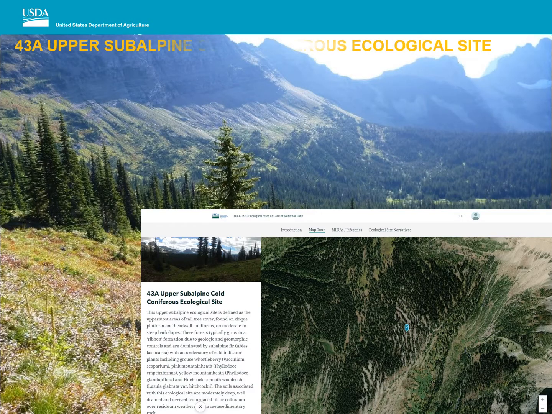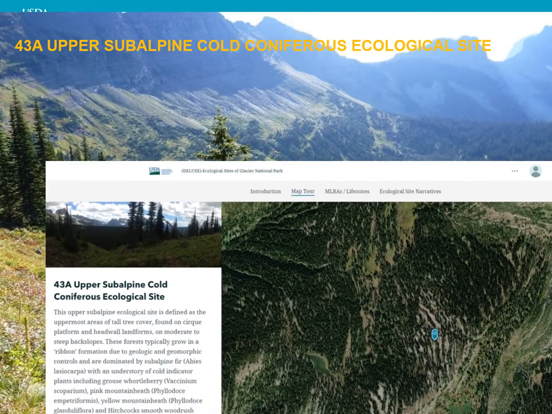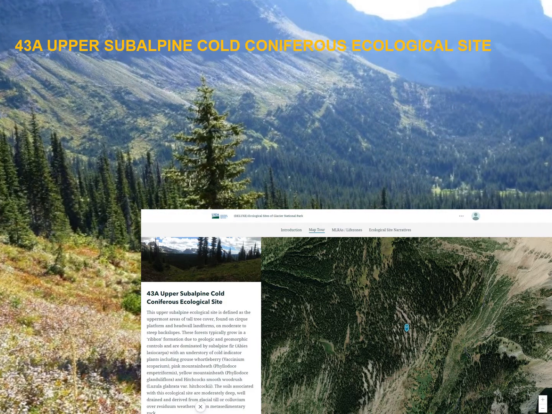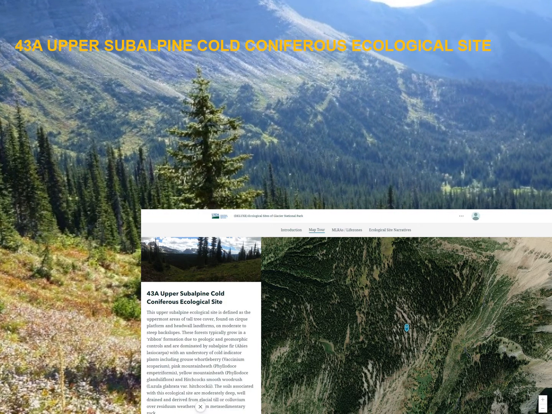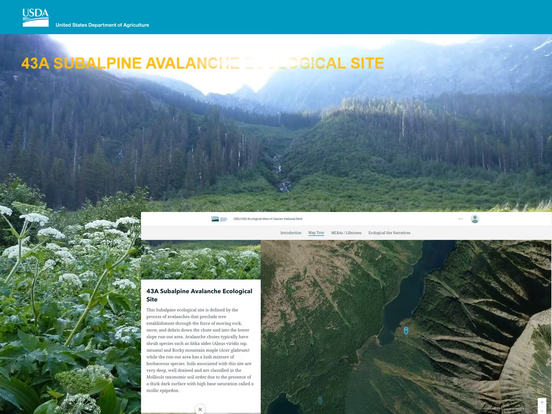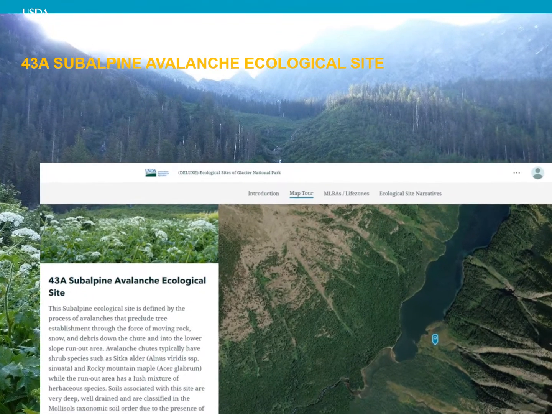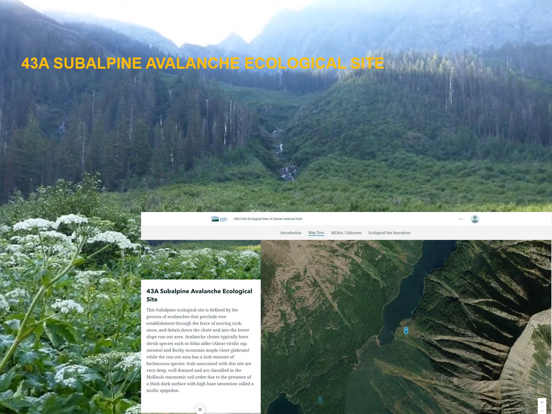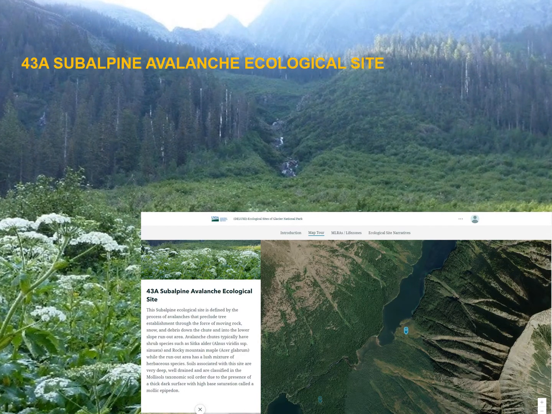The Upper Subalpine Cold Coniferous Ecological Site has forests typically growing in the ribbon formation due to geologic and geomorphic controls and are dominated by subalpine fir, with an understory of the cold indicator plants, including grass whortleberry and pink mountain heath. The subalpine avalanche ecological site is defined by the process of avalanches that preclude tree establishment through the force of moving rocks, snow, and debris down the chute and into the lower slope runout area.